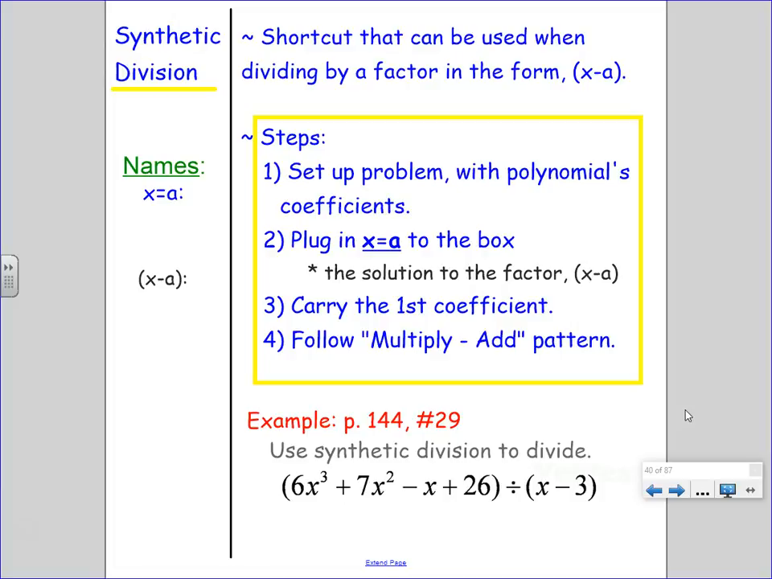Plug in x equals a to the box. Why I have this over to the side is just to remind you. X equals a is the solution of the factor, and x minus a is the factor itself. Just so that we have these distinguished, so we know the difference between them. X equals a is the solution of a certain factor, and x minus a is the actual factor itself.